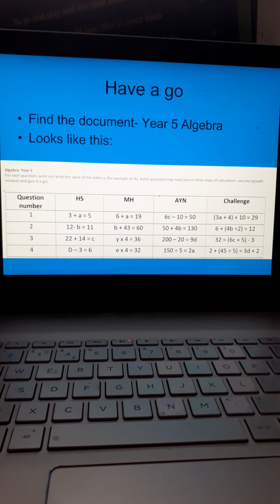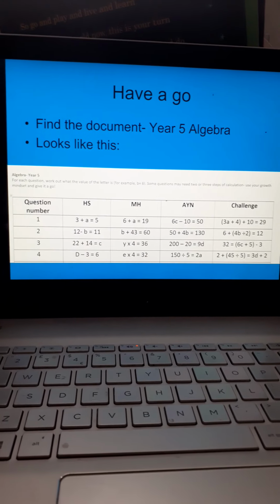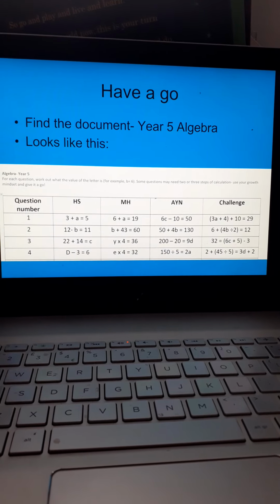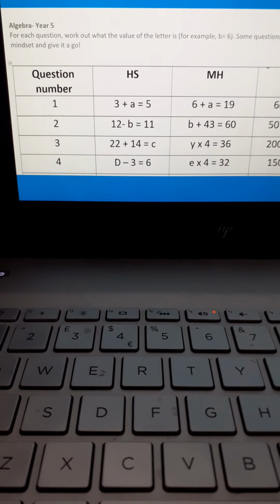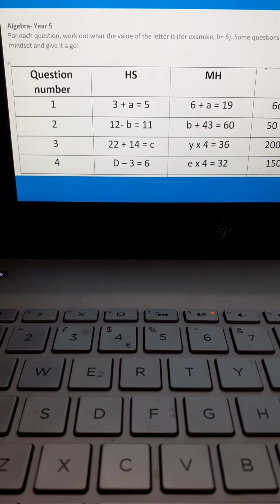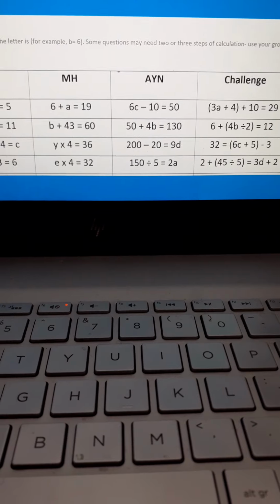Now, there's a document called Year 5 Algebra. It looks like this. Lovely stuff. Now, all you have to do is copy down the question and then do whatever steps you need to do to find out the value of the letter. So over here, I've got hot and spicy. A, 3 plus A equals 5. What must A be? Interesting. So underneath, you write the value of A. Mega hot, bit more challenging.